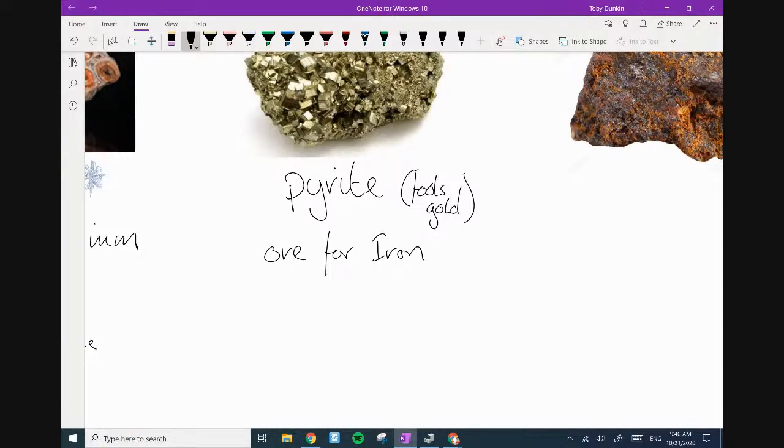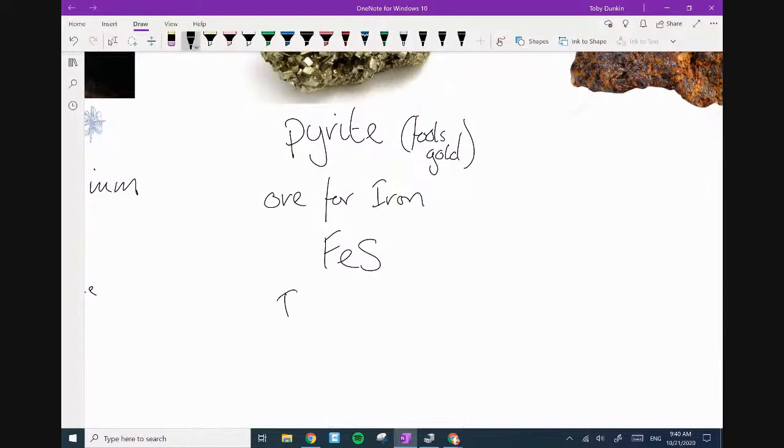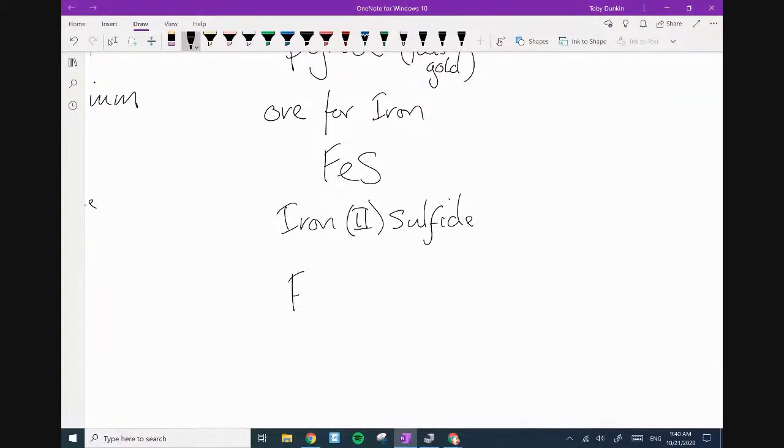Yeah, and the compound is FeS. Now that is actually iron(II) sulfide. Now, just to tell you what the 2 is telling you, it's telling us that iron is in a +2 charged state.